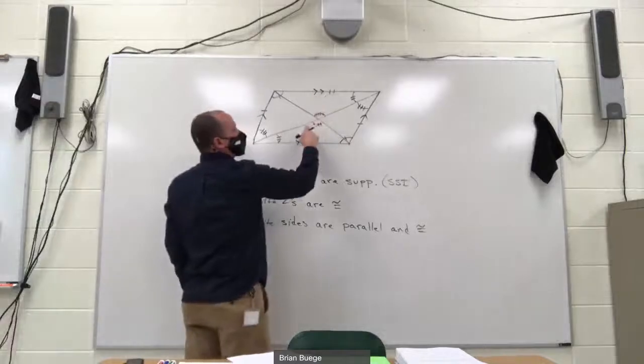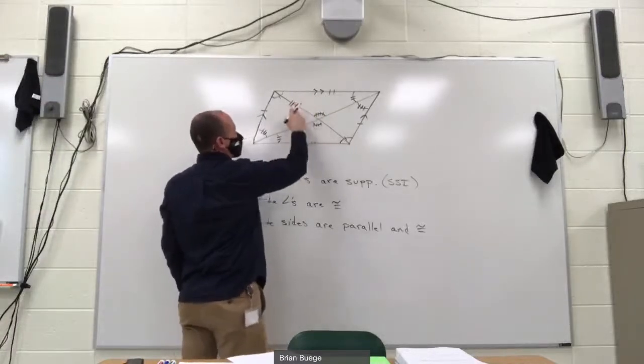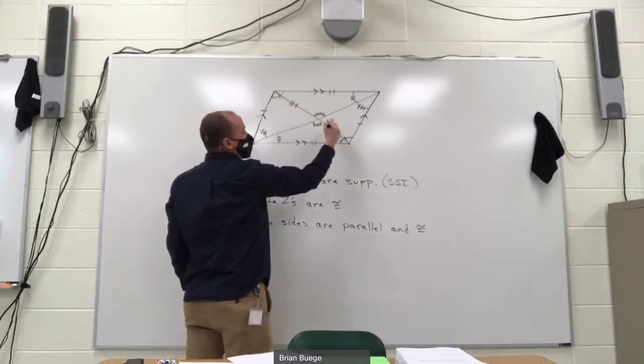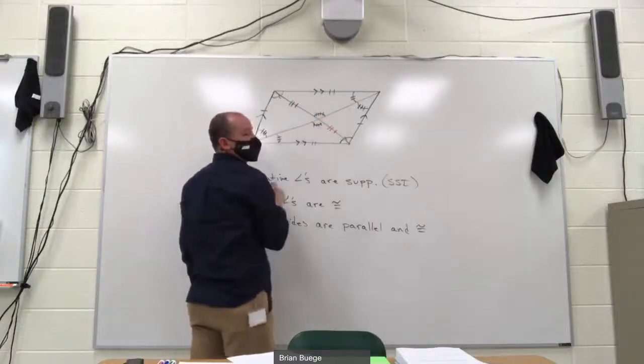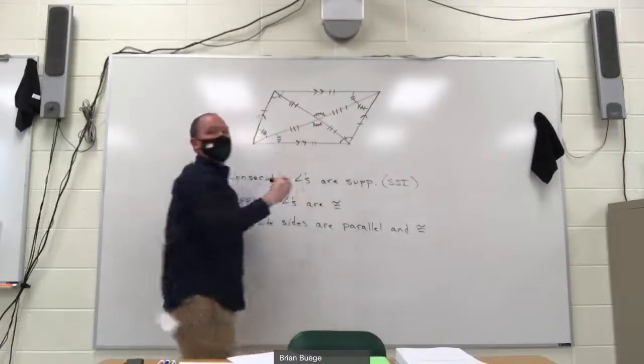If this triangle is congruent to this one, okay, that means this side length right here would rotate down and match up with that side length. This side length here would match up with this side length.